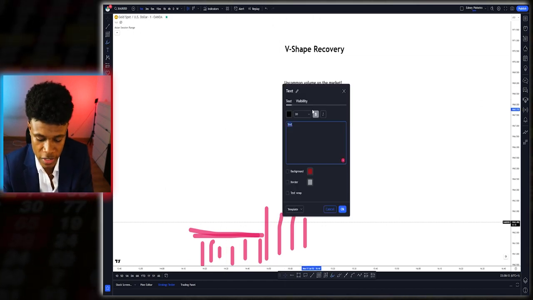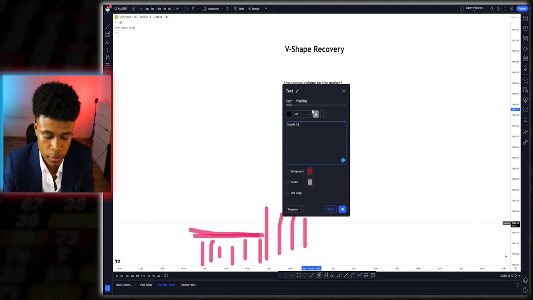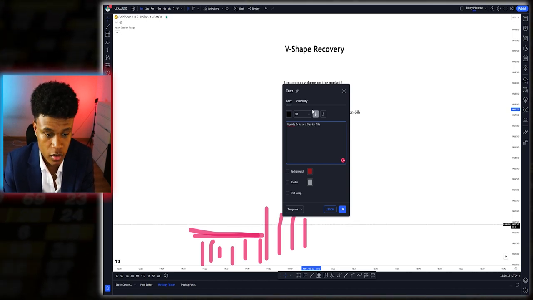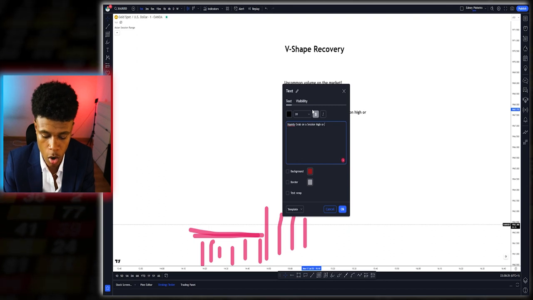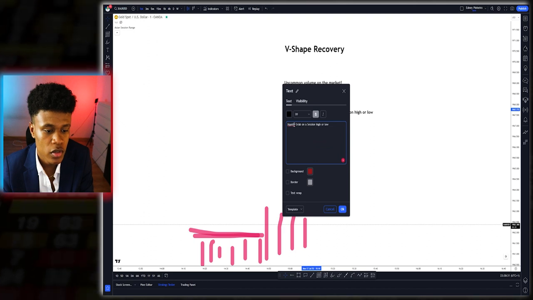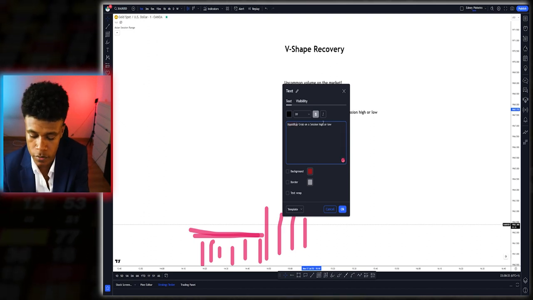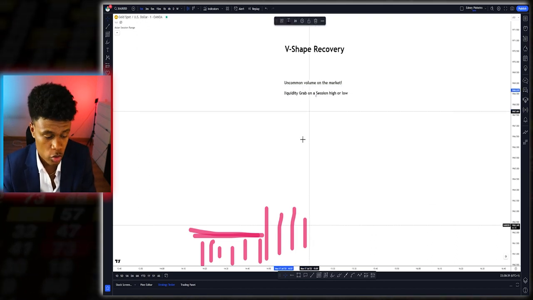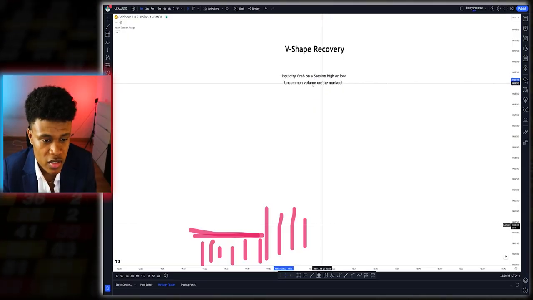We need to have also liquidity grab on a session high or low. Okay, so we need to have also liquidity. What's this? Liquidity grab on a session high or low of one session. So on average, when this liquidity grab on a high or a low of a session happens, is when you will have a full opportunity to see the uncommon volume coming into the market. So I actually should put this as first and this as the second, okay?